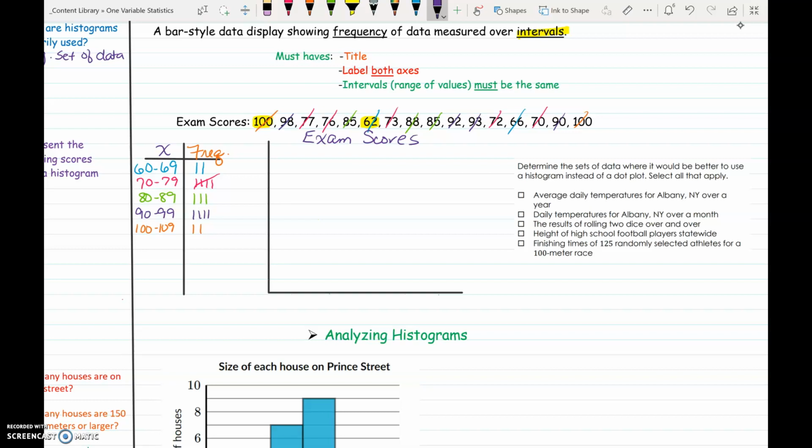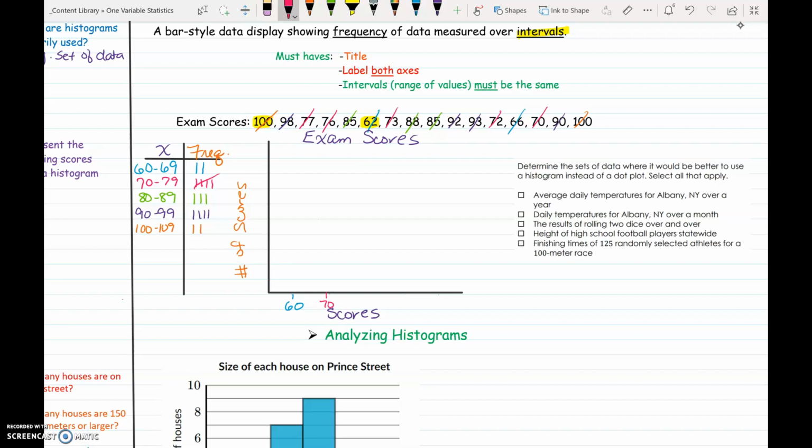Now, what is our x-axis? What is this? 60 to 69, 70 to 79. Again, that's our scores. And y-axis, frequency. You could even, if you want to be fancier than frequency, you could say number of scores. Okay, because it'll be the number within that category. All right, so when we go to set it up, 60 to 69, so I'm going to start at 60, and my next one will pick up at 70.